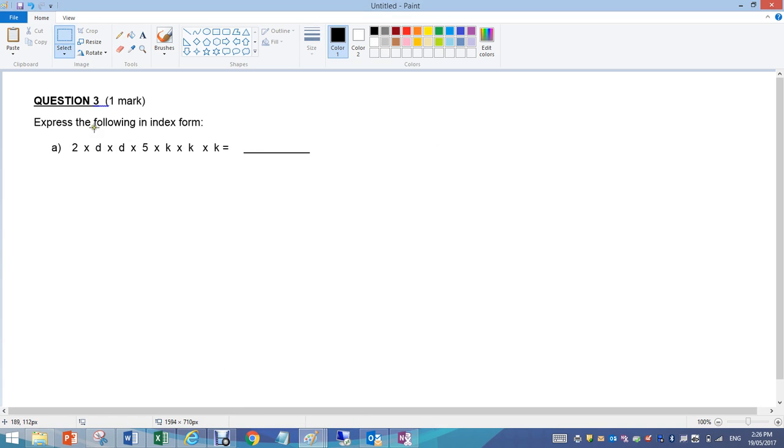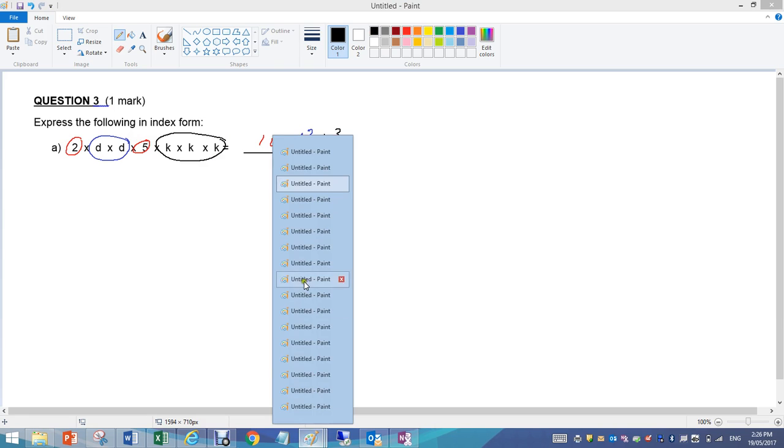Question 3. Express the following in index form. So we need to do a couple of things. First, we'll combine the numbers. So 2 times 5, that's 10. And then the d times d, that's d squared. And then k times k times k, that's k to the power of 3. So that's question 3. Next one.